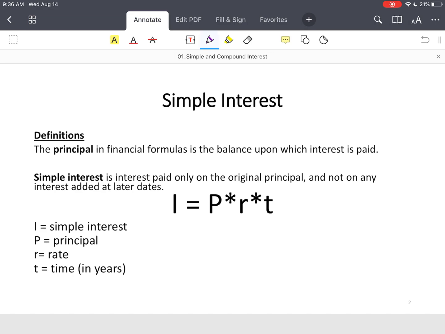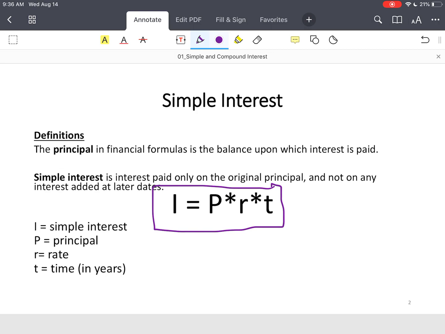All right, now key formula. I, which is your simple interest, equals the principal, or the amount you borrow or invest, times the interest rate, which is typically a percent, but you can convert to a decimal, times time. And time is always in years. So if they give you a year and a half, it's 1.5. If they give you a 9-month term, you've got to convert from a 9-month term to a year term. So that's 9 out of 12, which is 0.75. So make sure you always represent time in years.